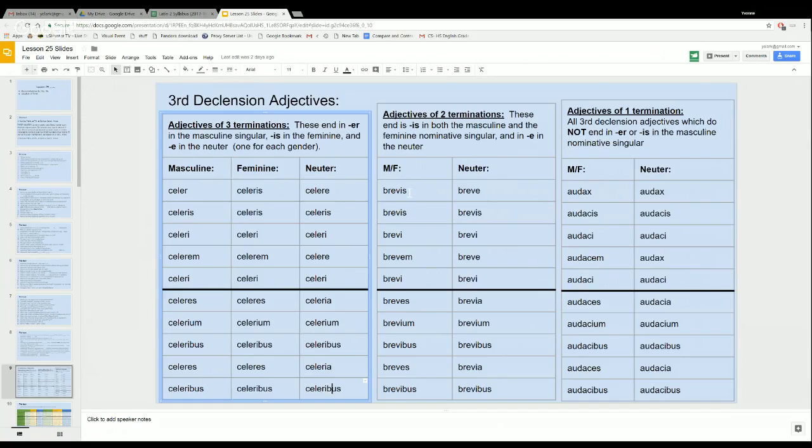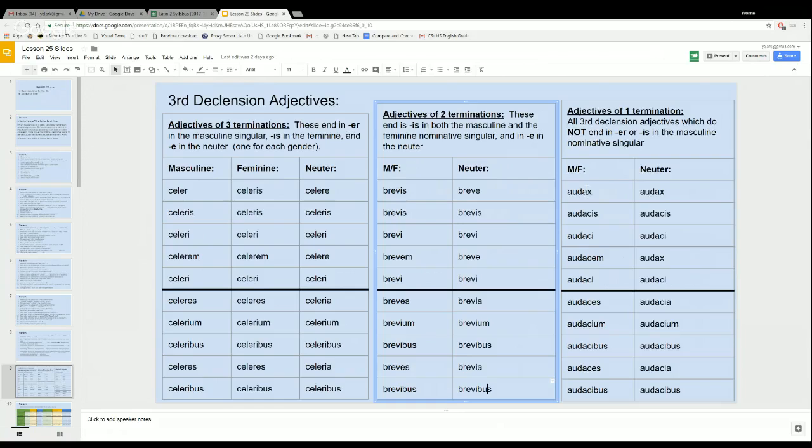All right, adjectives of two terminations. Remember, IS for both the masculine and feminine, and then E for the neuter. So brevis, breve, brevis, brevis, breve, brevi, brevem, breve, brevi, brevi, breves, brevia, brevium, brevium, brevibus, brevibus, breves, brevia, brevibus, brevibus. And then the adjectives of the third declension which only have one termination.